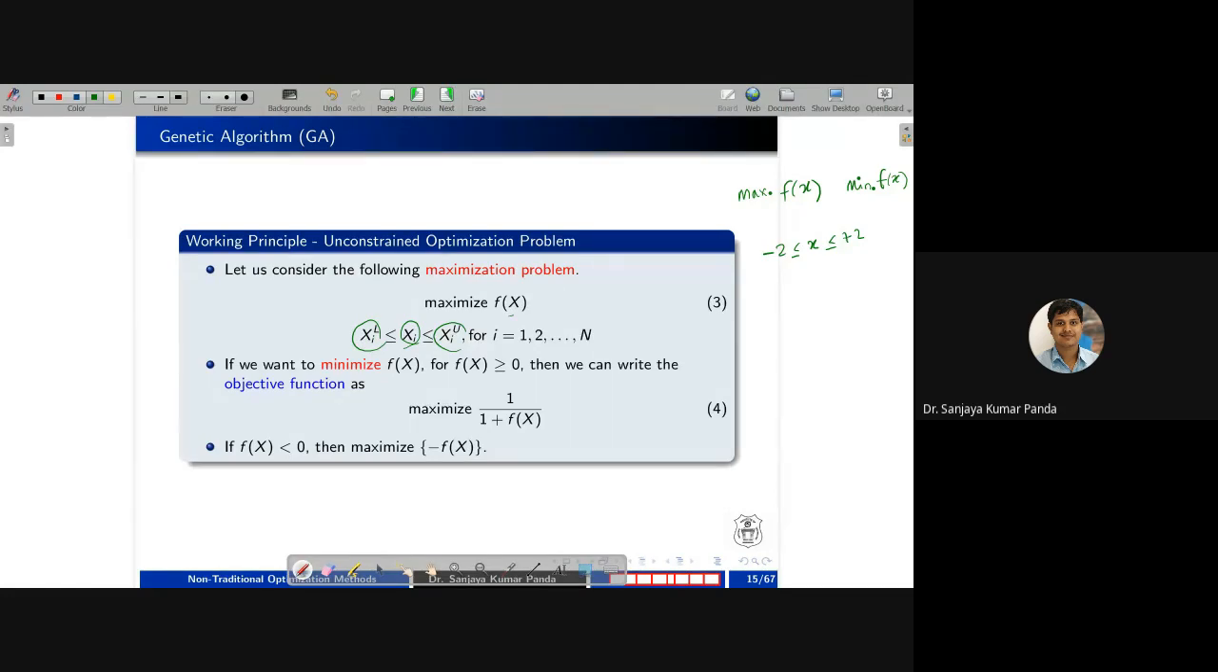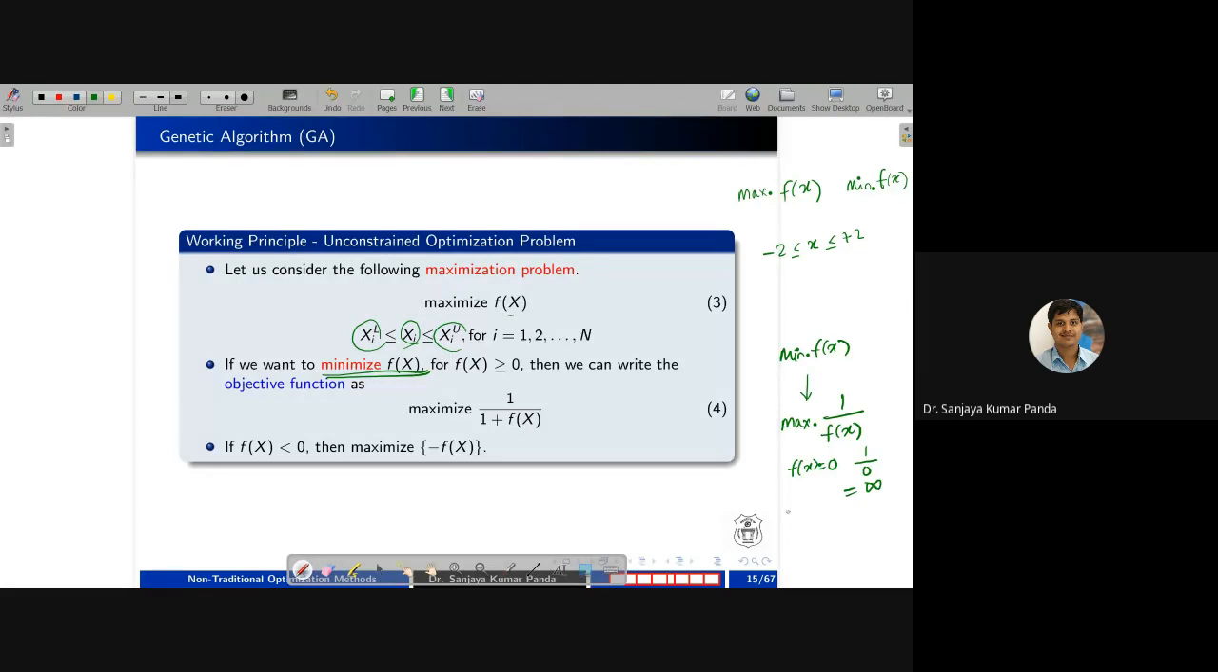Sometimes a problem is given to you that is a maximization problem, and sometimes you are given a minimization problem, but you want to convert the minimization problem, like minimize f of x, into a maximization problem. In that case, you will maximize 1 by f of x. But if you maximize 1 by f of x, f of x is in the denominator, right? If f of x is equal to 0, then it becomes 1 by 0, which is not defined.